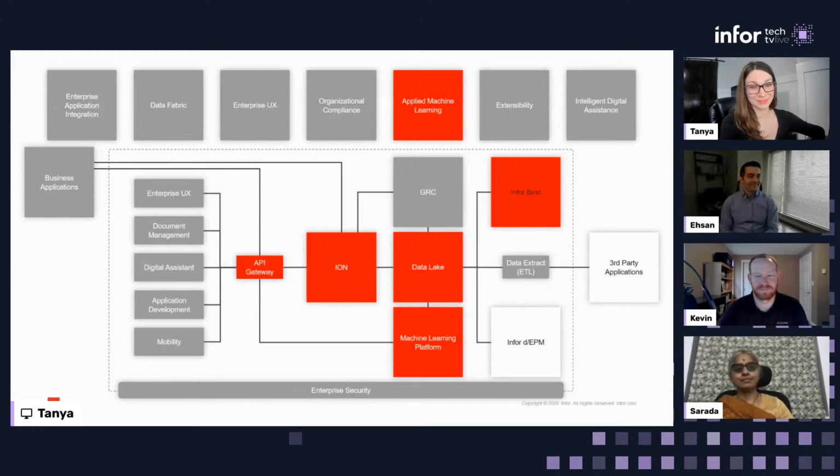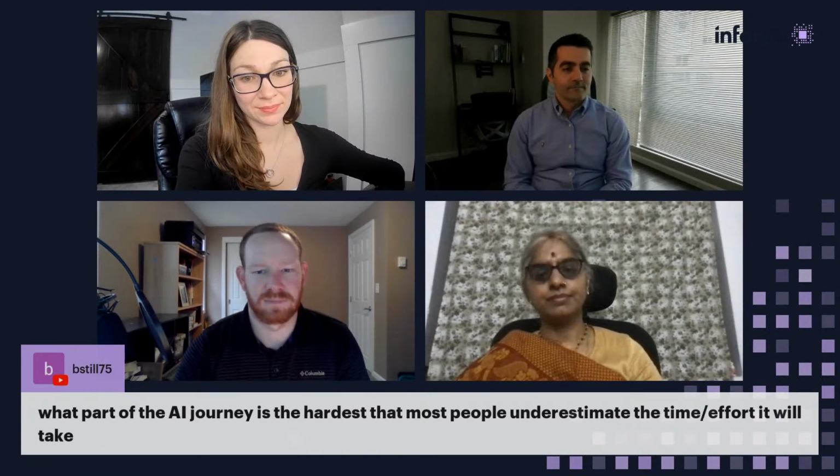We got a couple of questions coming in. One was from BStill75: What part of the AI journey is the hardest that most people underestimate the time and effort it will take? We kind of went into that in the beginning part of the session, about data cleansing maybe being the hardest part that people underestimate. And then Hassan shared the output of the data, not understanding what output people really want. That's good. Anybody else want to add to that or recap?